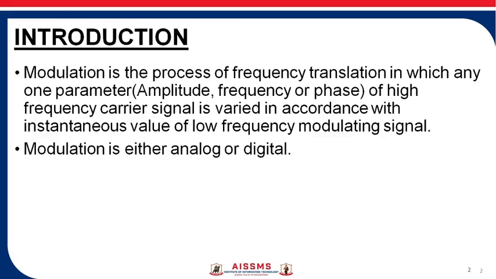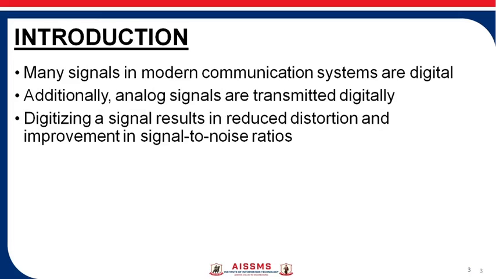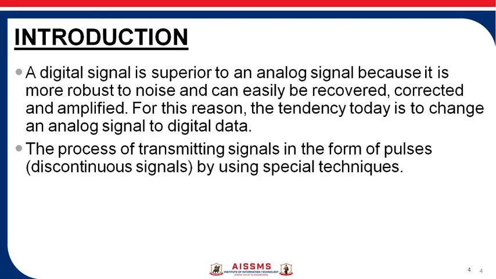Modulation is either analog or digital. Many signals in modern communication systems are digital. Additionally, analog signals are transmitted digitally. So, digitizing a signal results in reduced distortions and improvement in the signal to noise ratios. A digital signal is superior to an analog signal because it is more robust to noise and can easily be recovered, corrected and amplified. For this reason, the tendency today is to change an analog signal to digital data.